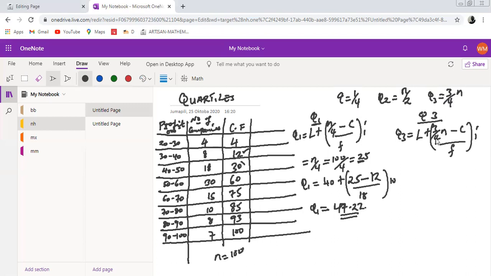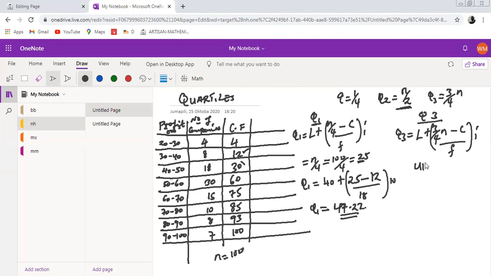So it is only this part that will be changing in the formula. Instead of having n over 2, as in the case of the median, we are going to have n over 4 for the lower quartile. For the median, it is always going to be n over 2. For the upper quartile, it is going to be 3/4 n. That's why we have it here. But R, remember, is the lower class limit of the upper quartile class.